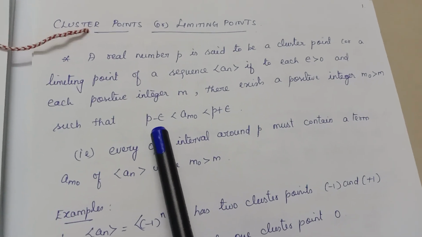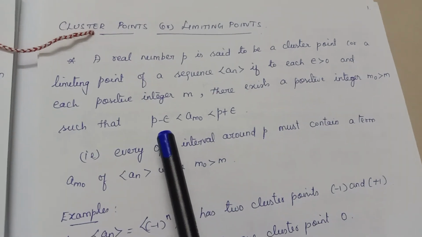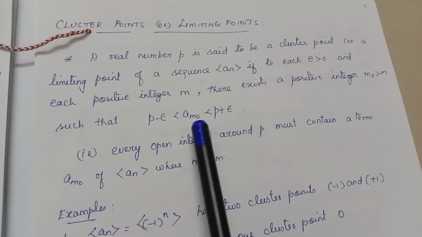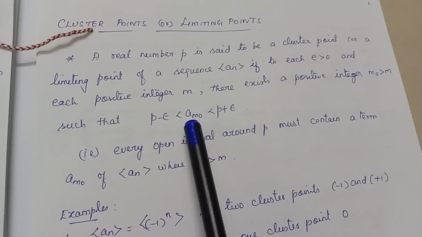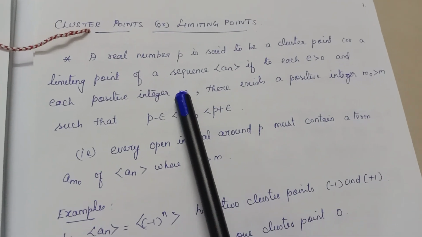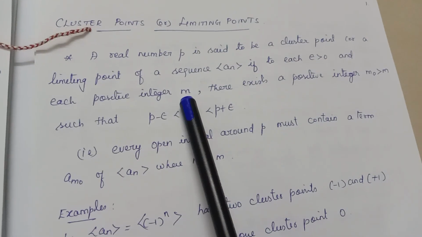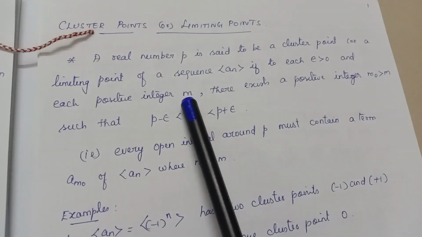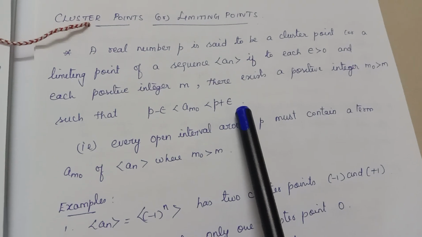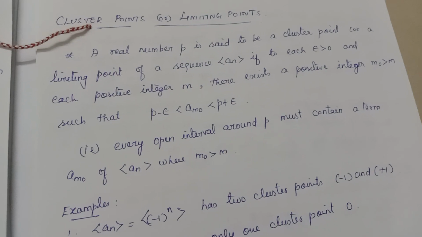So for this sequence, this point is a limiting point if for every epsilon greater than 0, this open interval p minus epsilon to p plus epsilon contains a point a m naught where this m naught is greater than m. What is this m? m is a positive integer. So epsilon and m are a pair. For given epsilon and given m, we can find some a m naught which lies between p minus epsilon and p plus epsilon. This is the definition for limiting point or cluster point for a sequence.